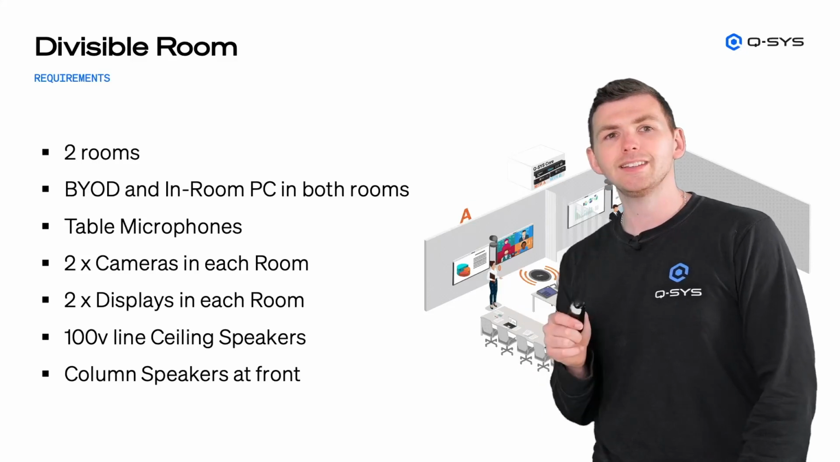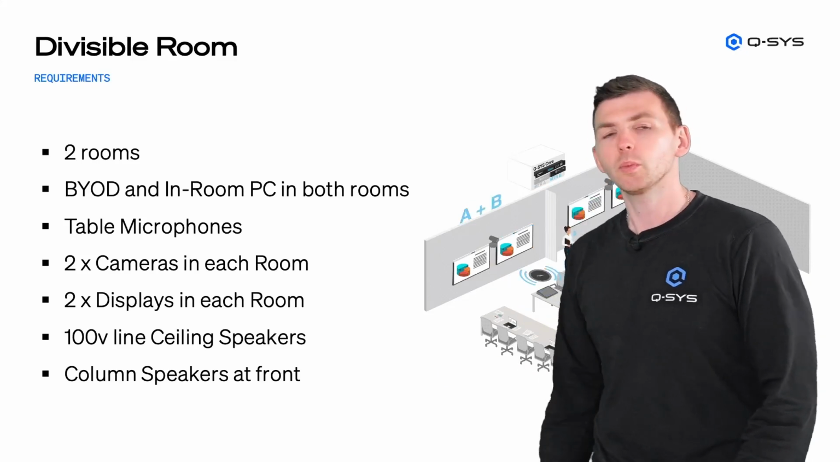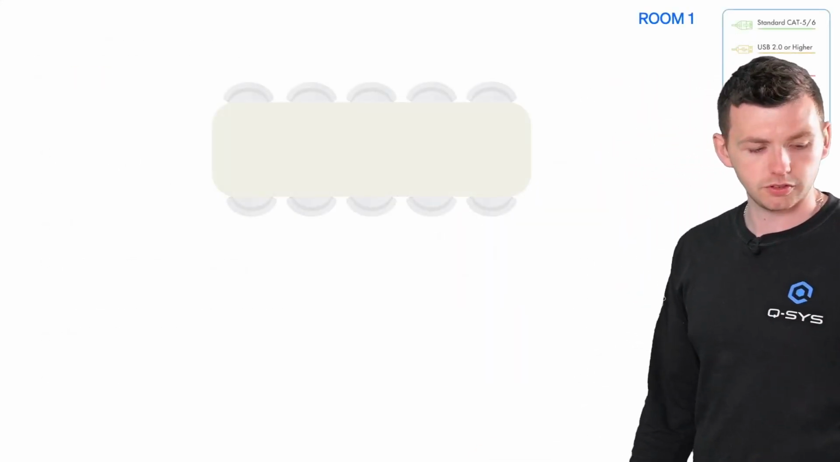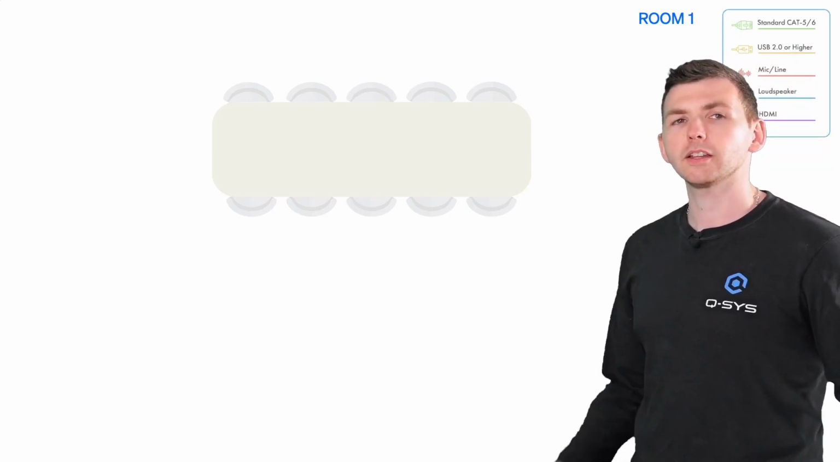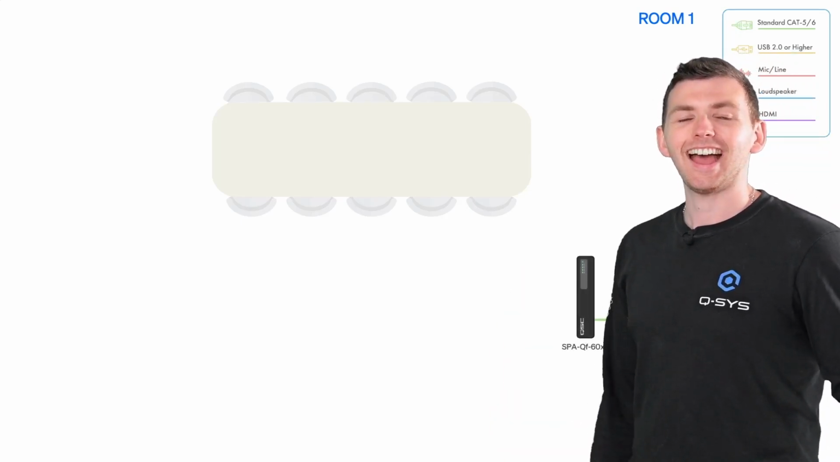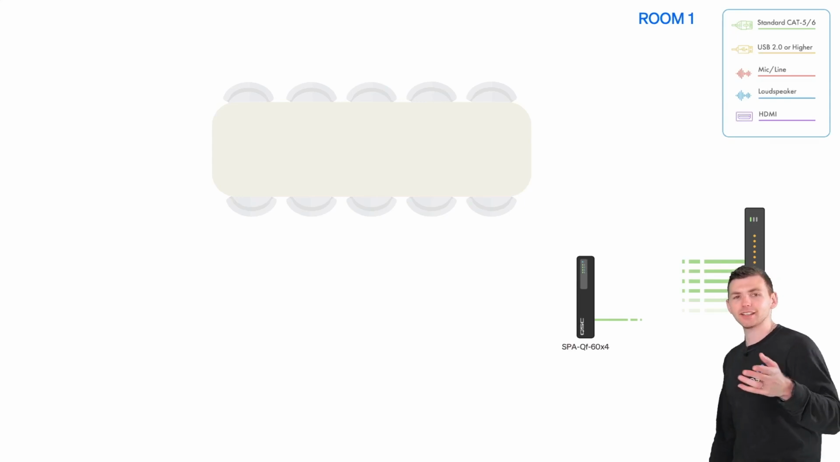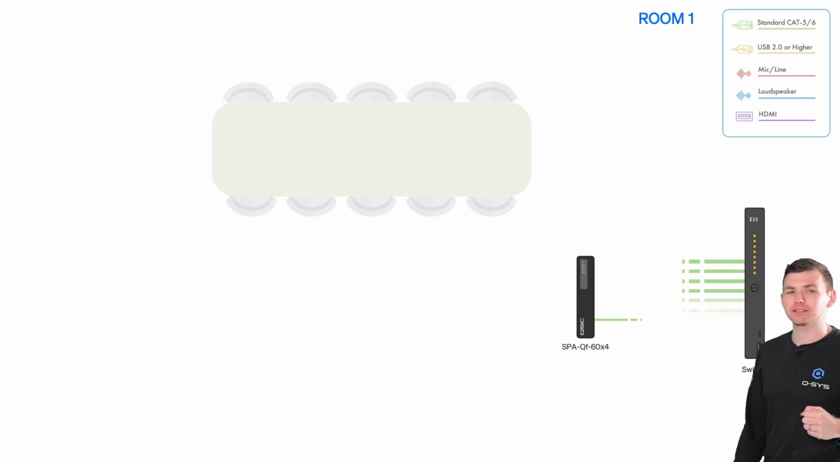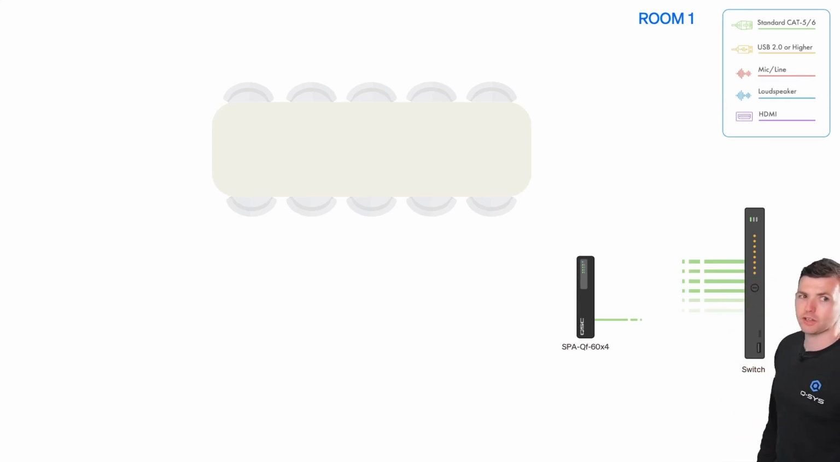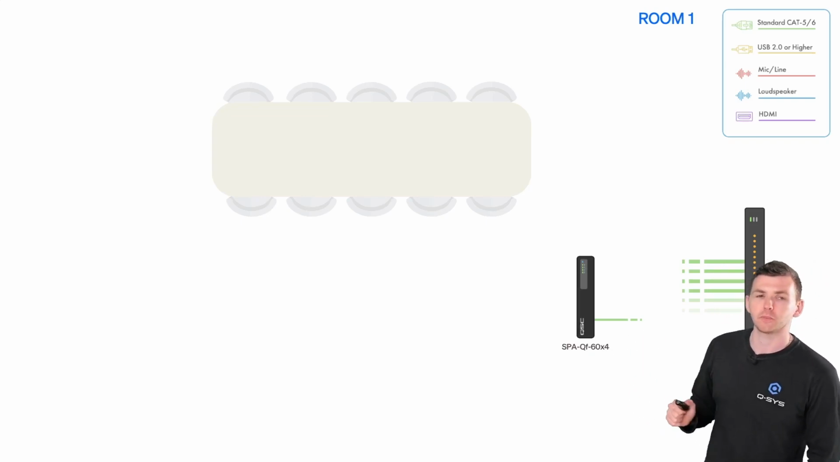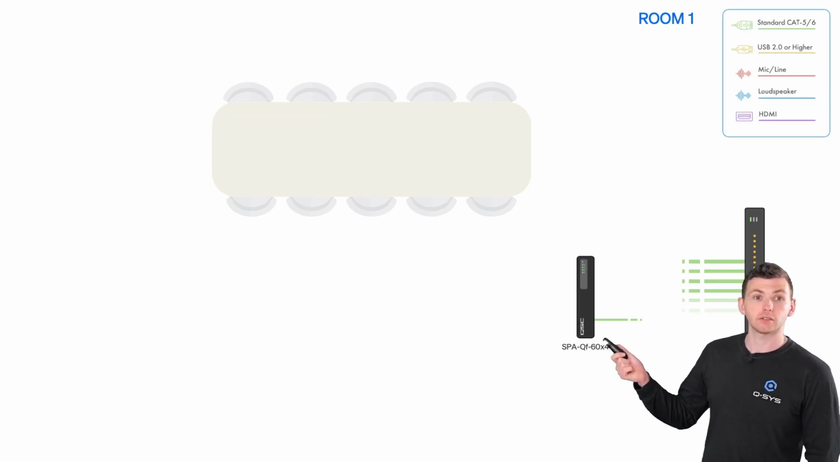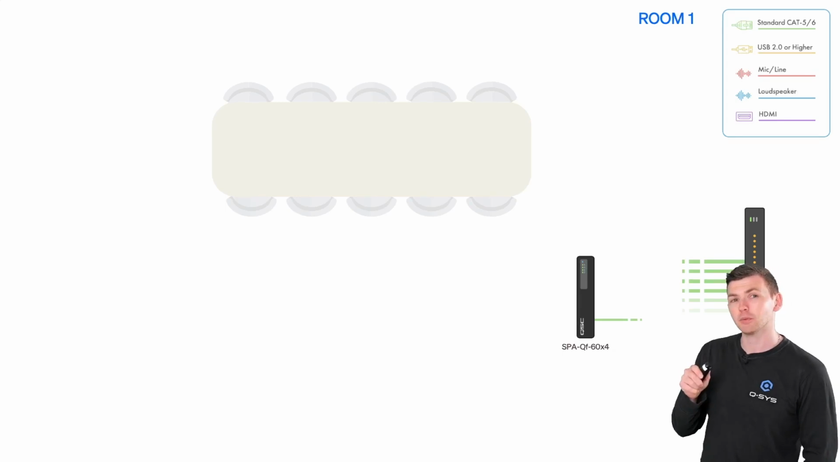So let me show you how easy this is going to be to design. We're going to start off with just half of this. We're just going to start off with one of the rooms, okay? Let's call it room 1. And tell you what, we just did SPA, so let's start off with the loudspeakers here. I've got my network switch, and here I've got an SPA Q. So this is going to be driving my loudspeakers. And we said we want column speakers and ceiling speakers.